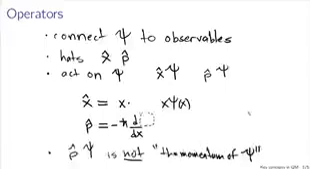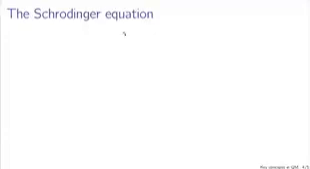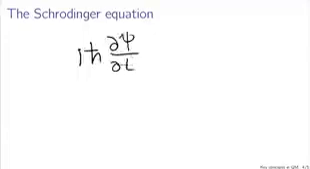The final key concept in quantum mechanics is the Schrödinger equation. And this is really the big equation, so I'll write it big. i h bar, partial derivative of psi with respect to time, is equal to H hat, that's an operator, acting on psi.